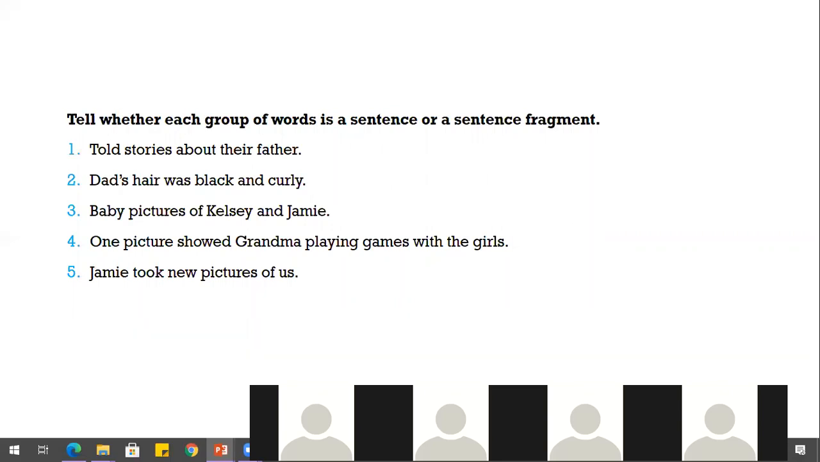Okay, number one, Habiba. Told stories about their father. Sentence or sentence fragment? Sentence. It's a sentence? No, sentence fragment. Okay, what is it missing? Like someone told stories about their father. Okay, excellent. So it's missing a subject. We need to know who told stories about their father, right? Very good. Okay, thank you.